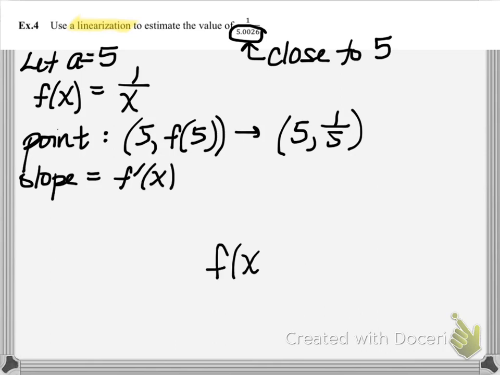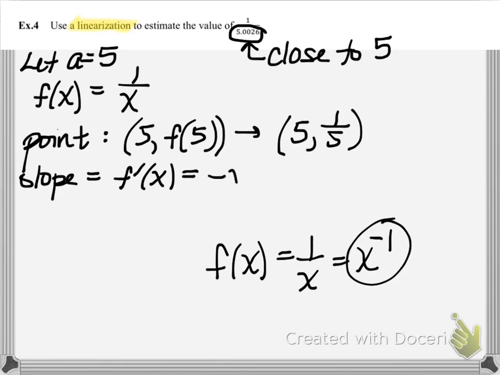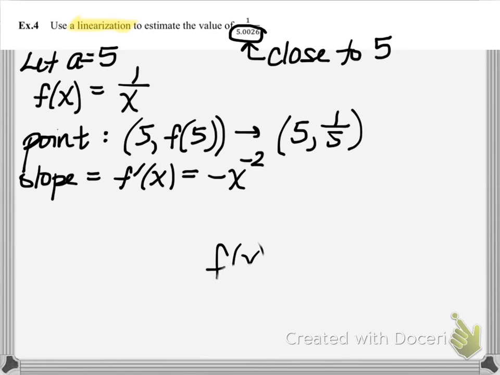Now remember, 1 over x can be rewritten as x to the negative first power. And that's probably the most efficient way to compute the derivative because now we can just use the power rule. The derivative of x to the negative first power is negative x to the negative second power. And by doing that rewrite, we avoid using the quotient rule. It would not be very efficient to use the quotient rule in this case to find the derivative. Now, I would recommend before we plug in 5, let's go ahead and rewrite this derivative. Negative x to the negative second power is really the same as negative 1 over x squared.